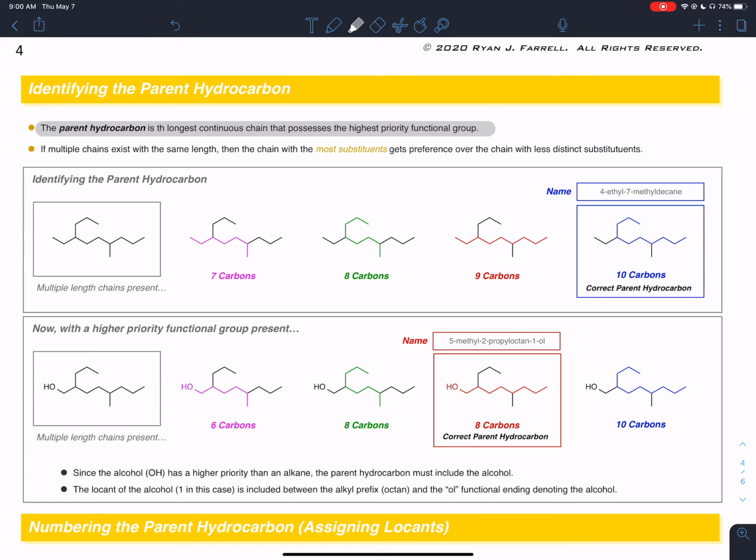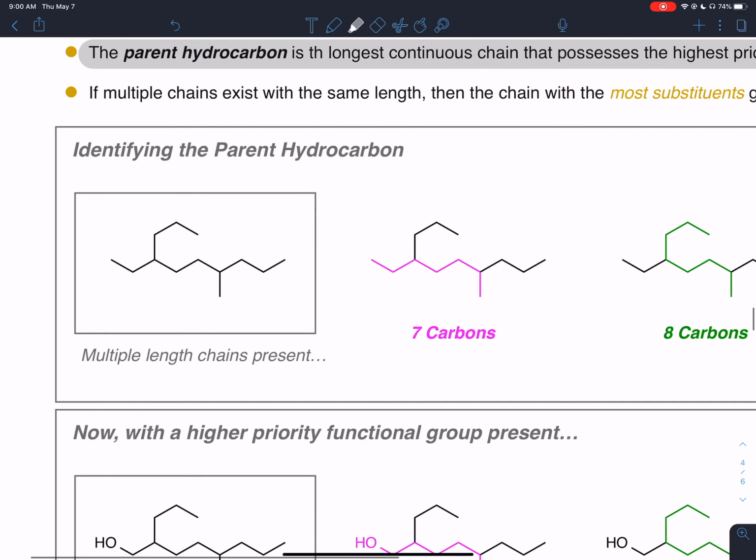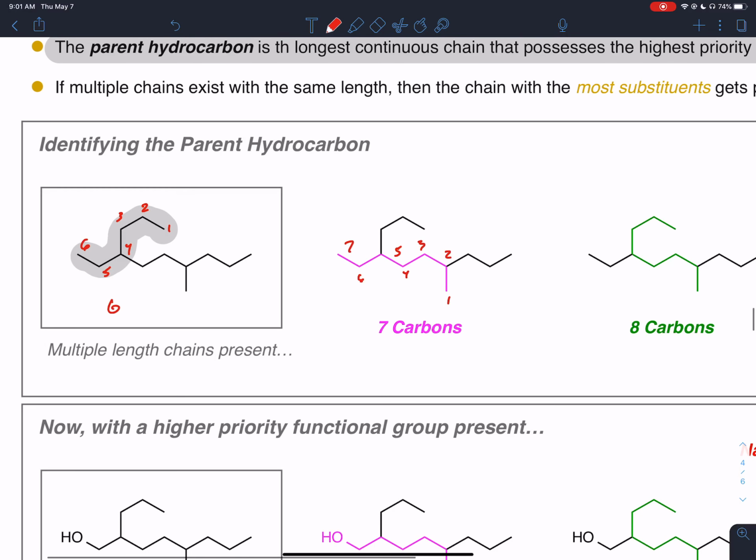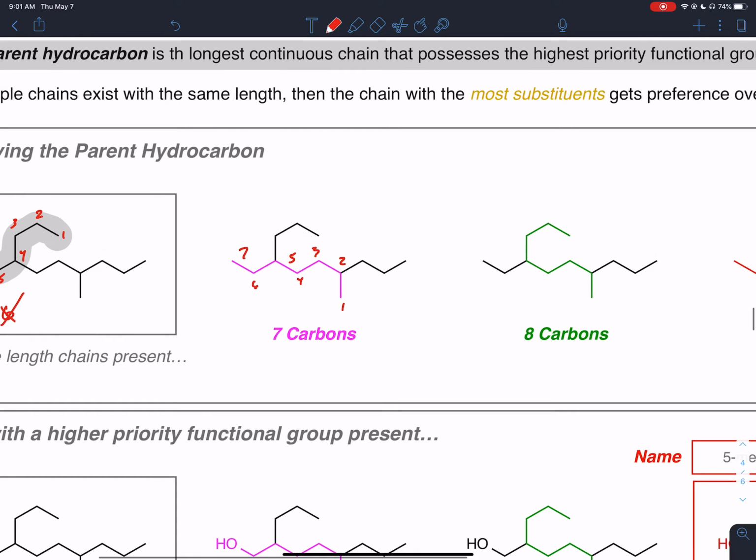So we're going to look at the first example, and what we'll see here is that this is a more complex molecule with multiple possible chains. But remember, the parent hydrocarbon is the longest continuous chain. So you might start scanning a molecule, and you might even start here, and you might see 1, 2, 3, 4, 5, 6. That's 6 carbons long. But there's actually longer chains present. If you numbered here, we have 1, 2, 3, 4, 5, 6, 7. We have a 7 carbon chain, which means that this 6 carbon chain is not the longest continuous chain.